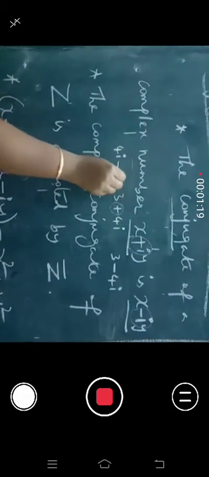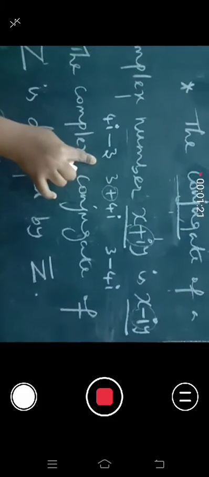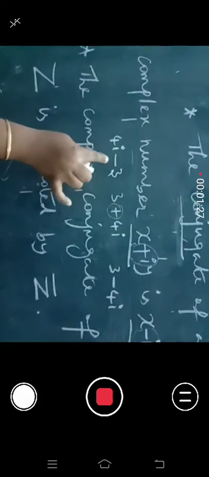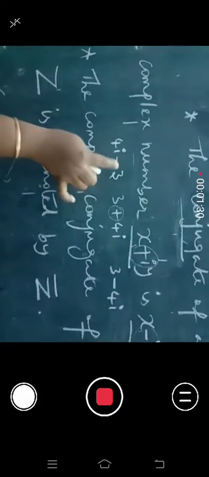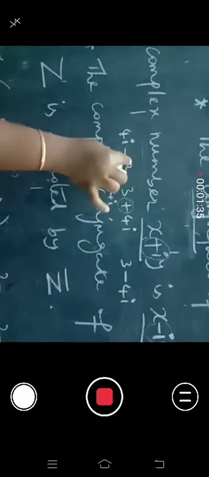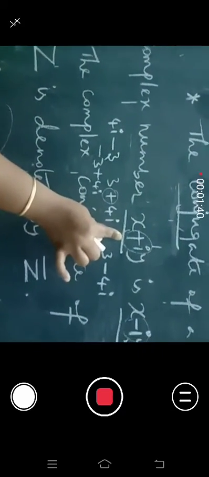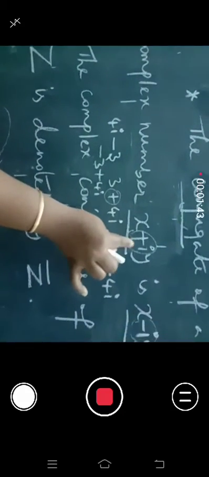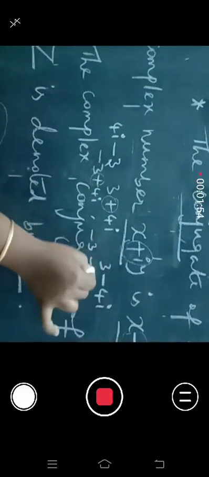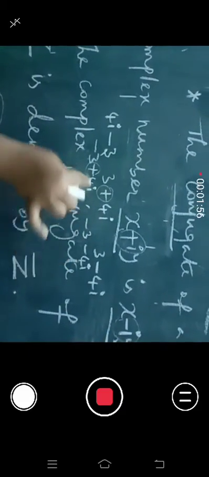Okay, now I'll ask one question. 4i minus 3 is given. What is the conjugate? 4i plus 3? No, it is wrong. Why is it wrong? Because complex number form is real part plus imaginary part. Now the real part is minus 3, plus 4i. What I told, if you want to find the conjugate, what you have to change? Just change the imaginary part sign. Here the plus sign, you have to change it as minus. Now here, what is this? Plus. So what is the conjugate? Minus 3 minus 4i. So this is the conjugate.